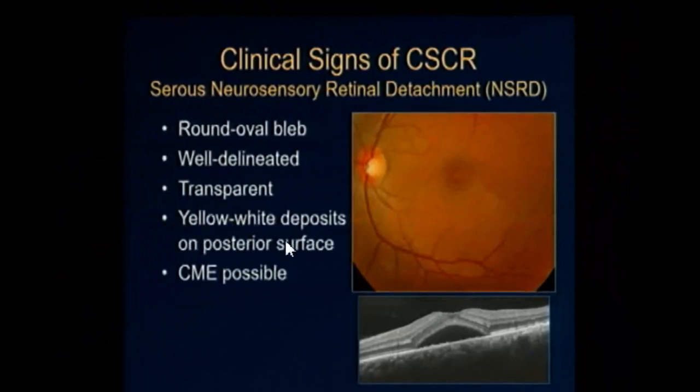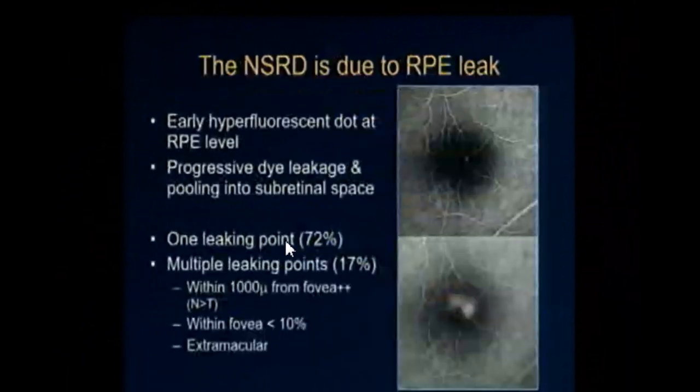CSCR has a round or oval bleb that's well delineated. It's usually transparent early on, at least. White deposits can happen in it, especially if it's been there or going on for some time. And sometimes it is associated with a little bit of cystoid macular edema. You can have CSCR with some CME on top of it. That doesn't mean it's macular edema to start with. It means that the subretinal fluid has caused some intraretinal fluid.